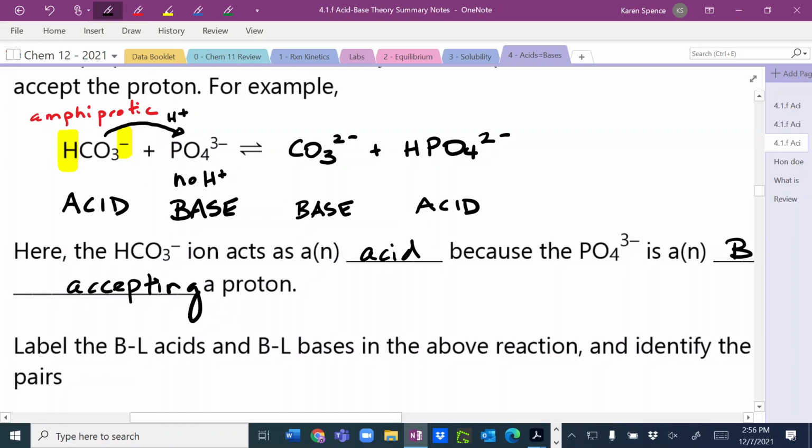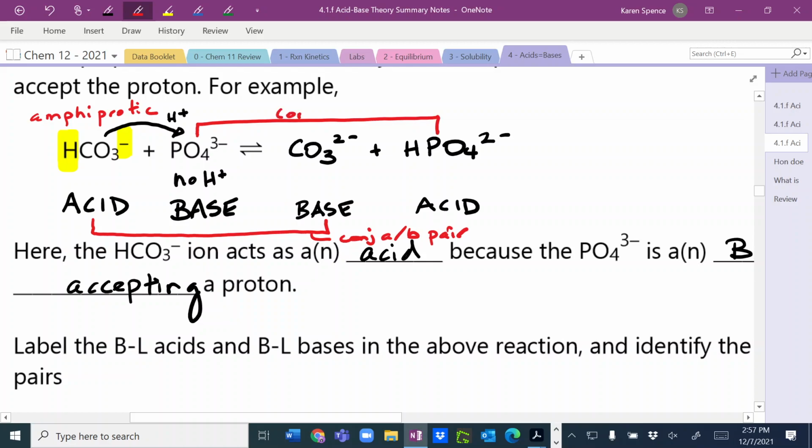If we wanted to identify our acid-base pairs, who does HCO3- go with? Who is its conjugate pair? CO3 2-. That is a conjugate acid-base pair. Who is our other conjugate acid-base pair? PO4 3- and HPO4 2-. That is our other conjugate acid-base pair.